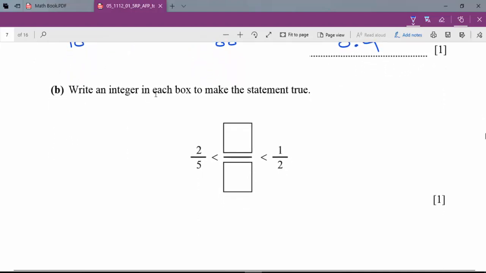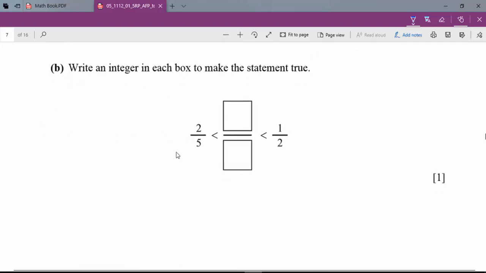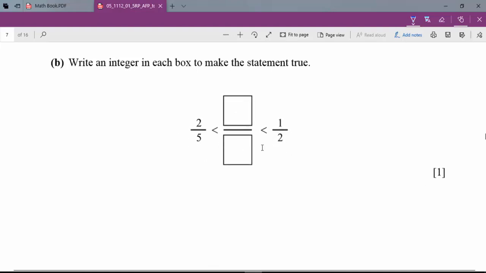Write an integer in each box to make the statement true. So we need to have a fraction which is more than 2 over 5 and less than 1 over 2. A fraction which is more than 2 over 5, we cannot write here 3 over 5. No, 3 over 5 is more than 1 over 2. So let's equalize the denominators. That helps. Then the common denominator for 2 and 5 is 10.